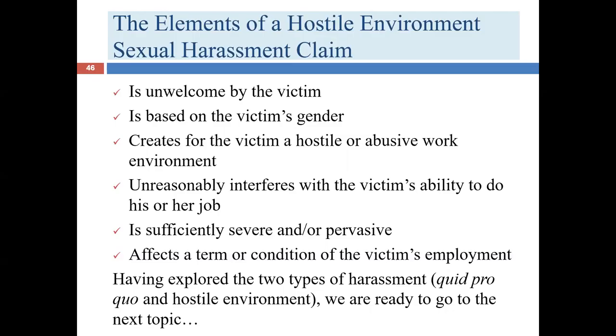And then we have the hostile work environment. And in that last lecture, we talked about the six elements. In order for the plaintiff to successfully make a sexual harassment hostile work environment claim, he or she needs to allege that the conduct was unwelcome to the victim, that it was based upon the victim's gender, that it created for the victim a hostile or abusive work environment, that it unreasonably interfered with the victim's ability to do his or her job, that it was sufficiently severe and or pervasive, and that it affected a term or condition of the victim's employment. If the plaintiff can prove those things, then he or she is on track to be successful in a hostile work environment sexual harassment claim.